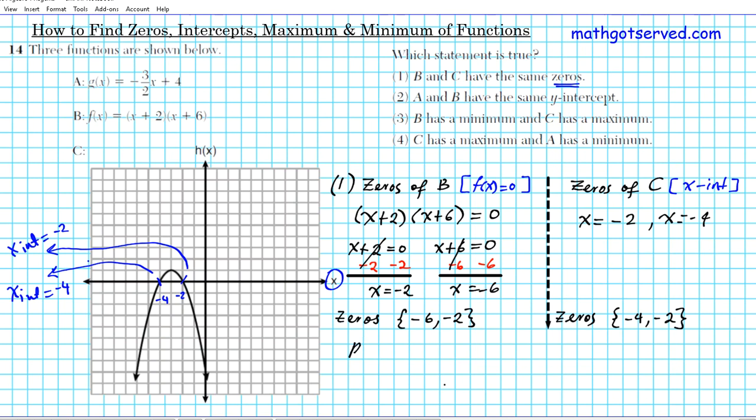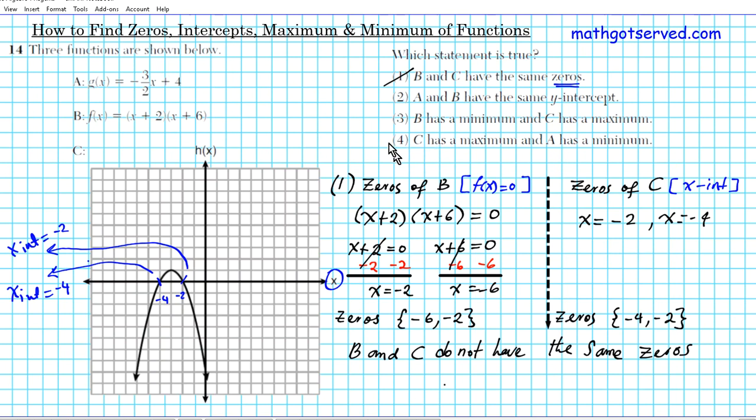Okay, so conclusion, b and c do not have the same zeros. So what does that tell us? It tells us that option number 1 is not true. Alright, so we're going to move on to option 2.